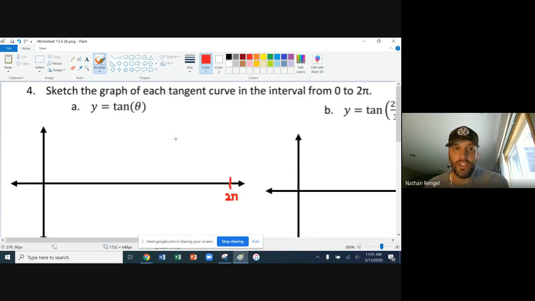You only have one for your amplitude, your A, and then your B is also going to be 1. So we're going to start to record what we've got here. Our A is 1. Our B is going to be 1, which means my period, I'm just going to use a P. My period is going to be pi over 1, which is just pi.